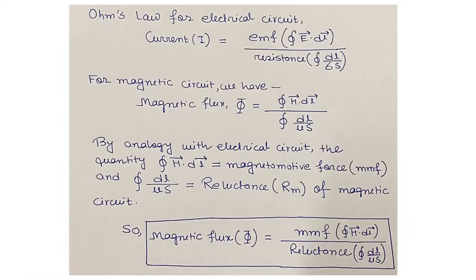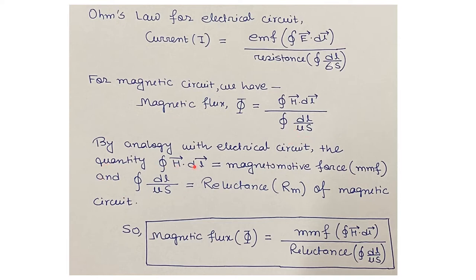Now according to Ohm's law for our electrical circuit, we know the current passing through a circuit I equals EMF by resistance, where EMF is electromotive force, which is defined as the closed path integral of the electric field vector inside the conductor, and the resistance is the closed path integral of dl by sigma s, where sigma is the conductivity of the material and s is the cross section area. Similarly, for the magnetic circuit we have magnetic flux phi equals the closed path integral of H divided by the closed path integral of dl by mu s.